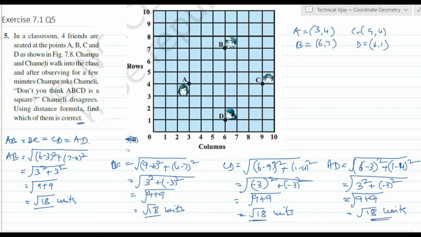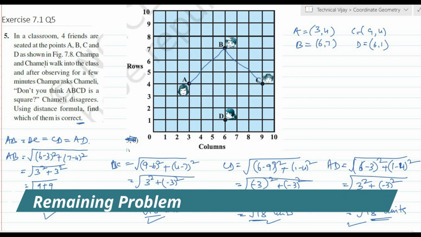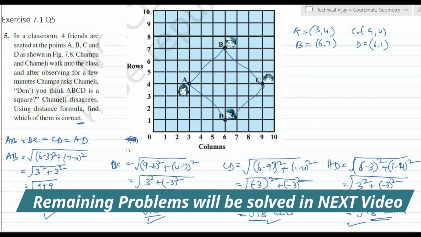Okay. So here observe AB, BC, CD and AD all are equal. All are root 18.